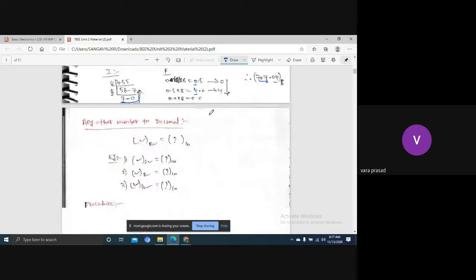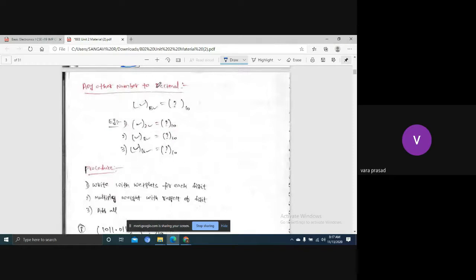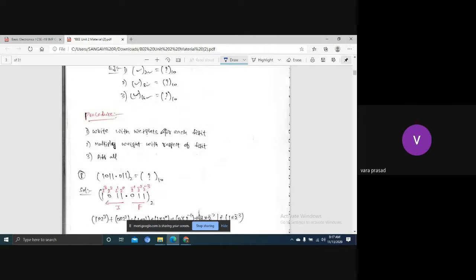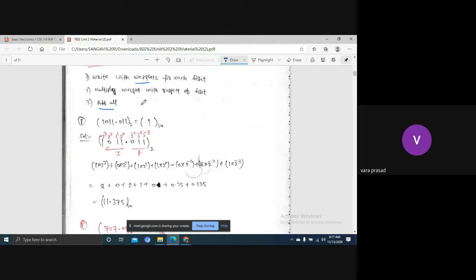Now any other number to decimal, this is important, any other number to decimal. The given number is either binary, octal or hexadecimal. We are going to convert it into decimal. Previous one it is a reverse, but here the procedure is to write the weights for each bit. We need to write with weights, multiply weight with respect to digit and add all. This is a simple procedure.